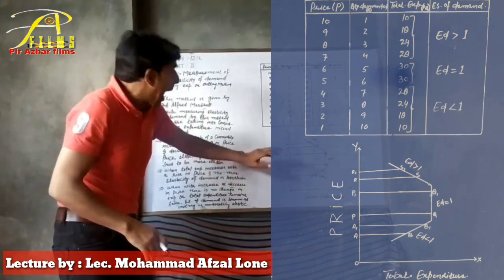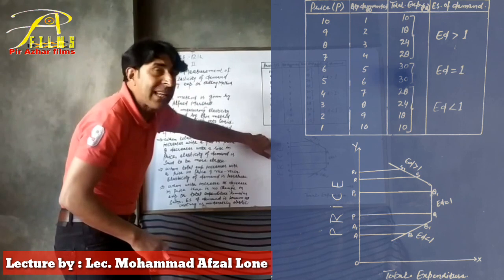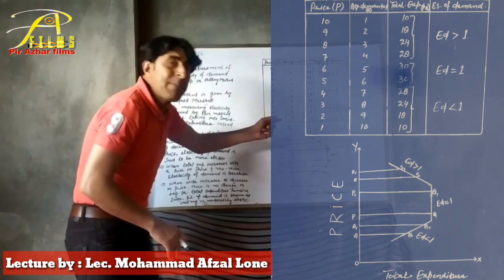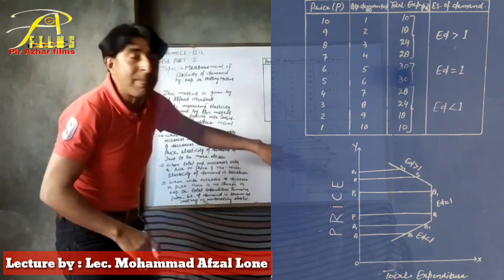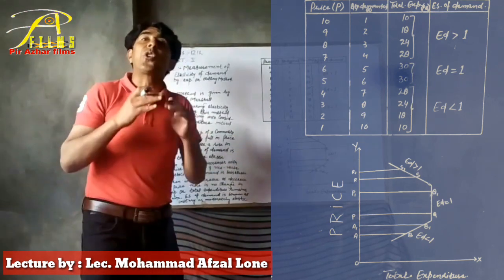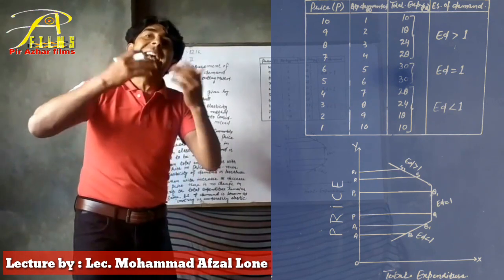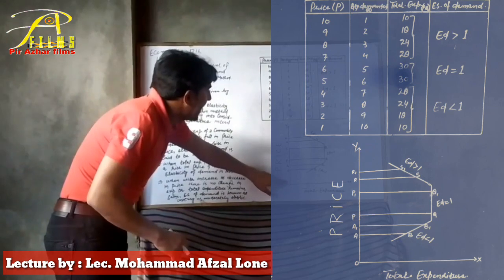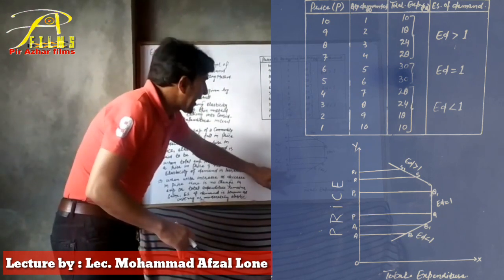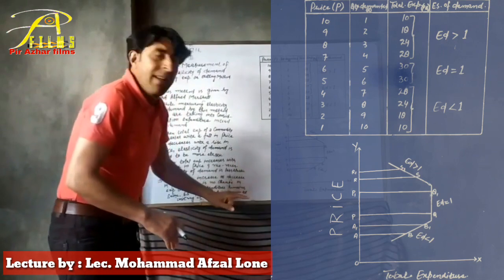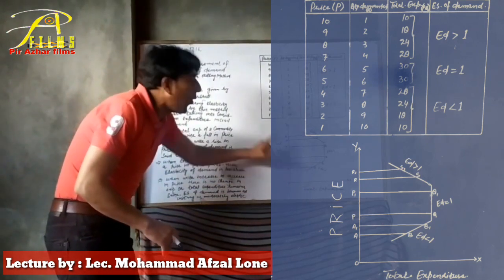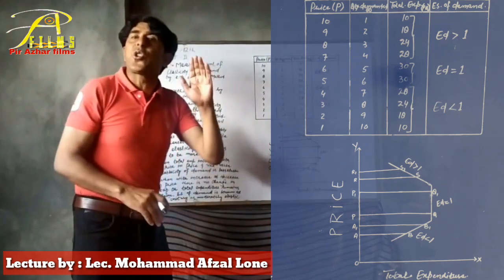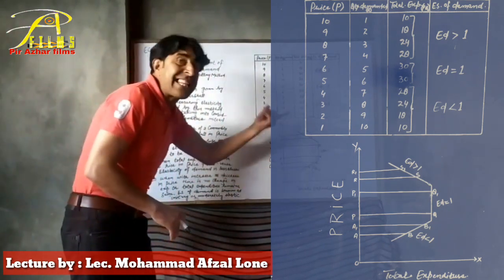Now the third case, opposite happens here. In the first case, total expenditure was falling with a rise in price and increasing with a fall in price. Here the opposite happens. Total expenditure increases with a rise in price and falls with a fall in price. Our initial price is OA, expenditure is AB. When price increases from OA to OA1, expenditure increases from AB to A1B1. So total expenditure increases with a rise in price.